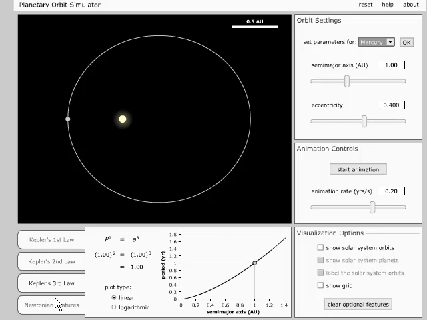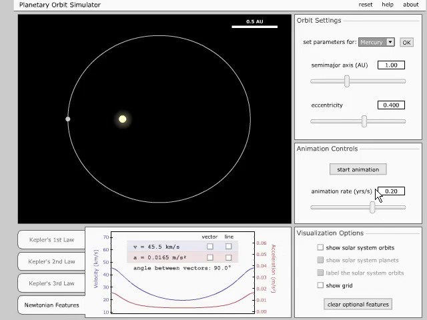So have a look at all those laws, and then of course you can also have a look at some of the Newtonian features as well. And so you can see which direction the acceleration is for the planet at any time. It can be shown as a vector, or acceleration can be shown as a line. Same thing with velocity. All right, so enjoy.